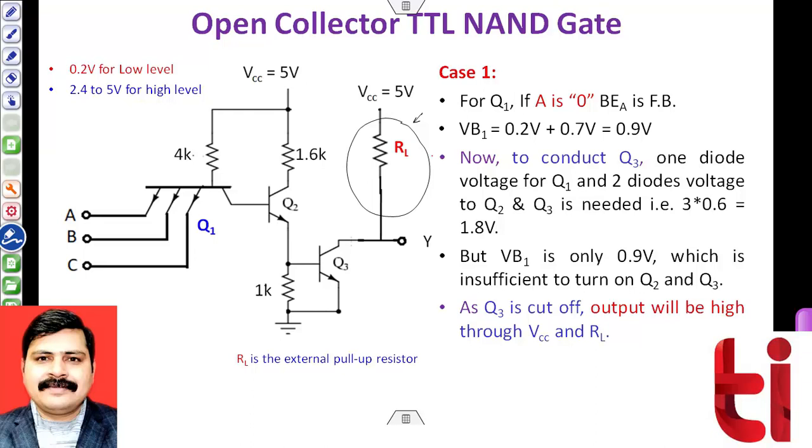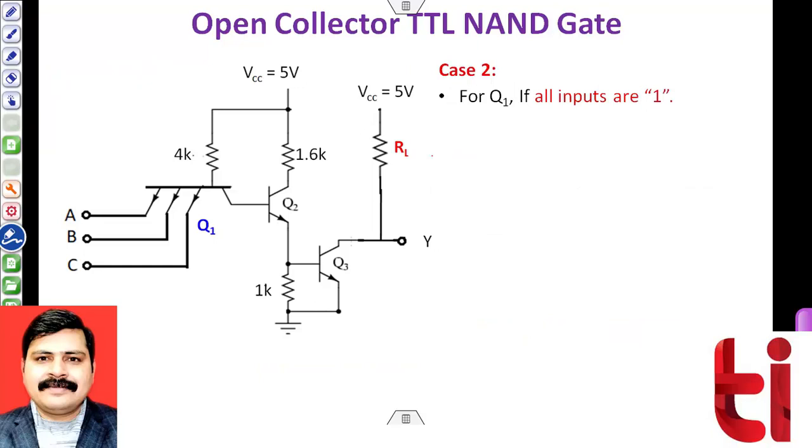Now let's proceed to the second case. The second case is when all inputs are at 1, 1, 1 position. So now we are talking about the last row of my truth table, and you can check when all these inputs A, B, C are connected to 1, 1, 1.